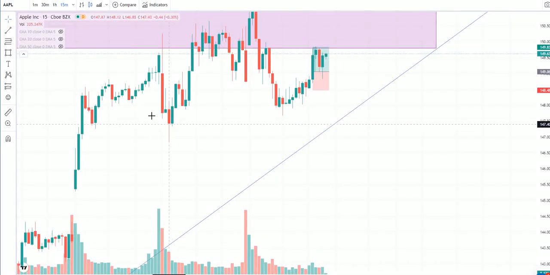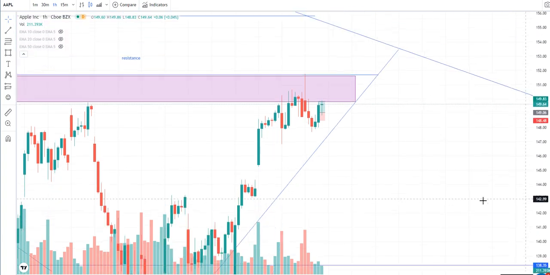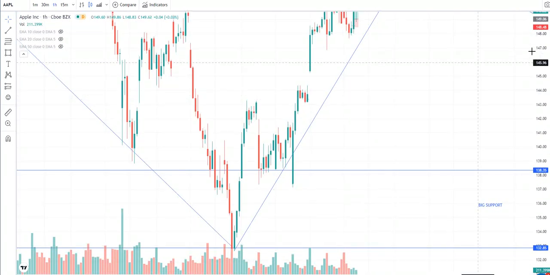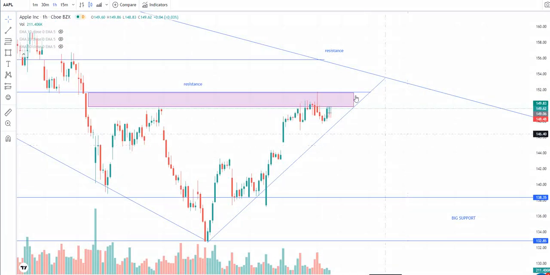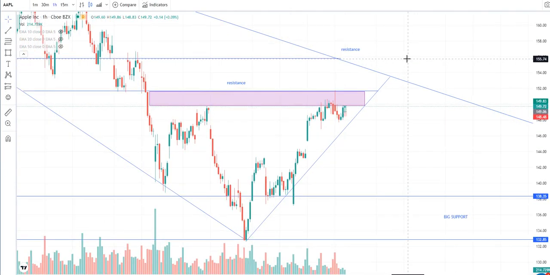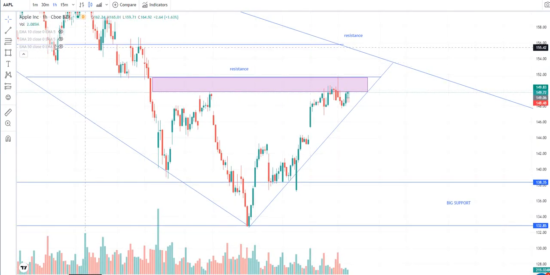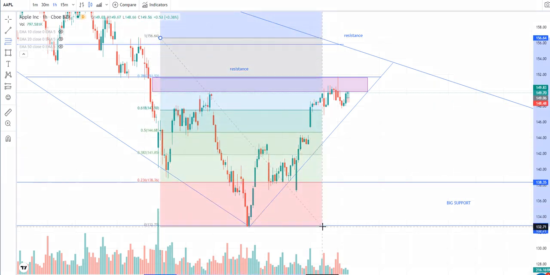Okay, so we do have a support at this particular point, as you can see, 1, 2, 3, and what's going to happen. So let's take a look at the 1 hour time frame to see where we are going to go. Okay, so now the next level is here, 155. Okay, something we want to know. So let's take a look at our fib from this point all the way down.